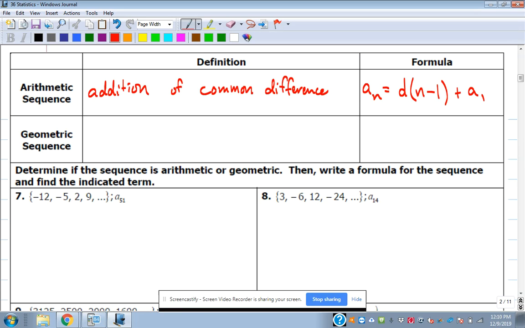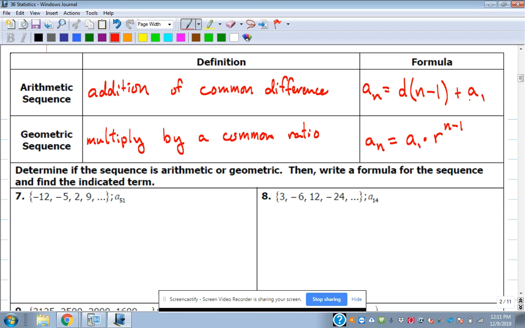A geometric sequence multiplies by what's called a common ratio. And the way the formula works for a geometric sequence is you're going to take the first term and we're going to multiply it times that common ratio, r, to the n minus 1 power. We're going to kind of put this to work a little bit here.